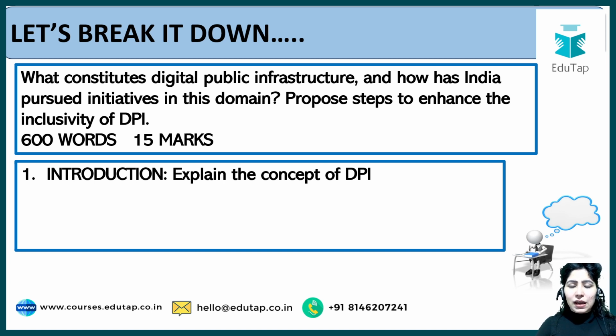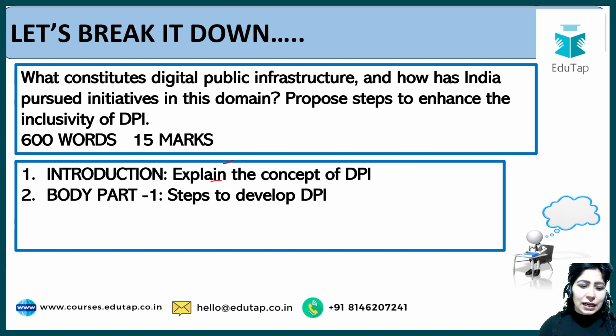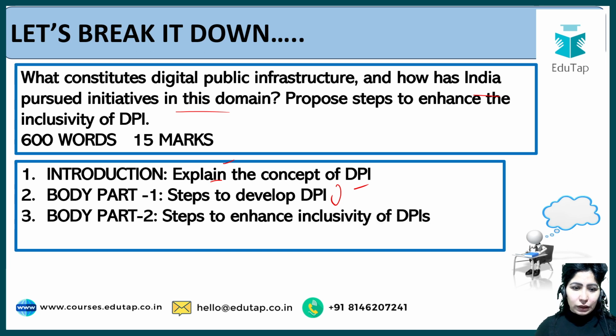But if there are technical definitions associated with something, for example, for unemployment also, you could have some data that if somebody is not working for 90 days or let's say 30 days, then she is considered unemployed. And similarly for DPI, here we have a technical definition and explanation. So we'll start with explaining that. Also, we'll talk about DPI with respect to India, what India has done to develop DPIs. That will also be your body part one, steps to develop DPI in the country. How has India pursued initiatives in this domain? So we'll be talking about some initiatives of Indian government in this domain.